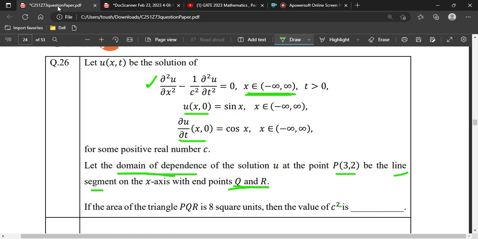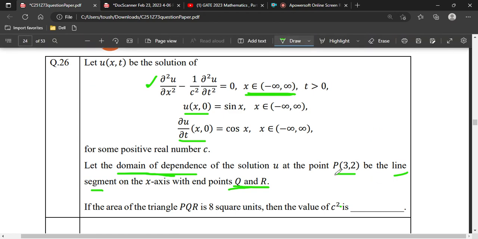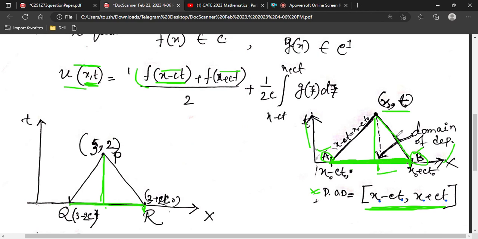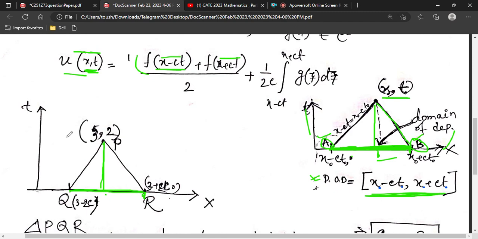Our question says to find the domain of dependence at the point 3 comma 2. That means our x naught is 3 and t naught is 2. So look here, this is our point P, the point 3 comma 2. If this is the point 3 comma 2, here is the point 3 comma 0. This is the t axis and this is your x axis. So if this is the point 3 comma 2, then what is the domain of dependence of this?